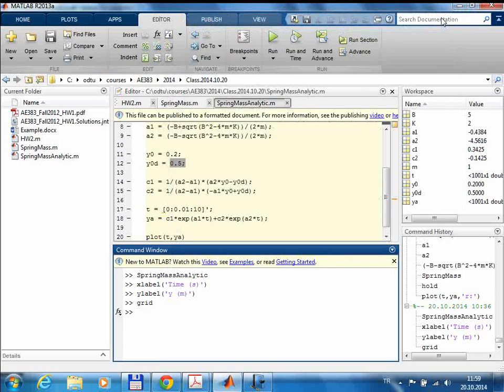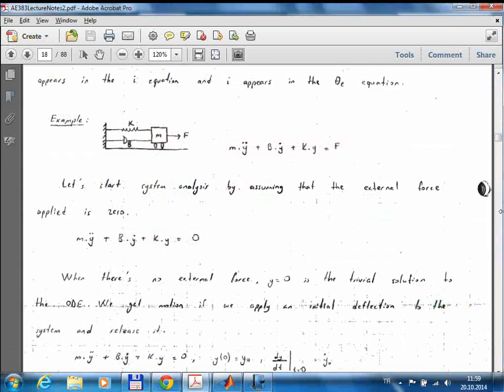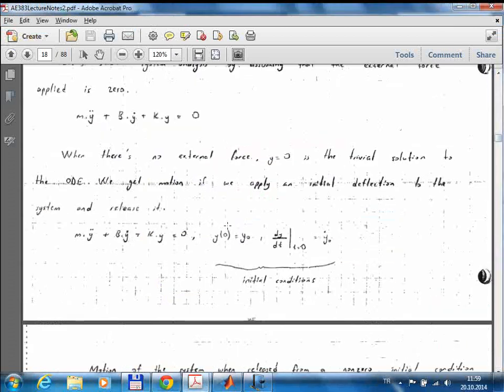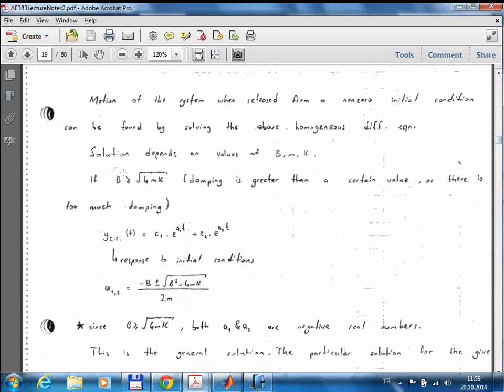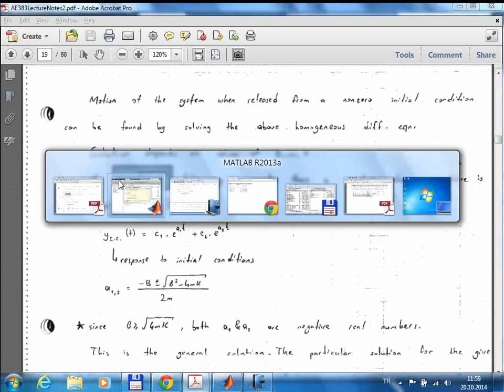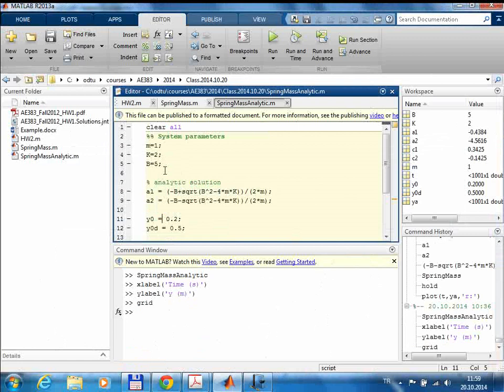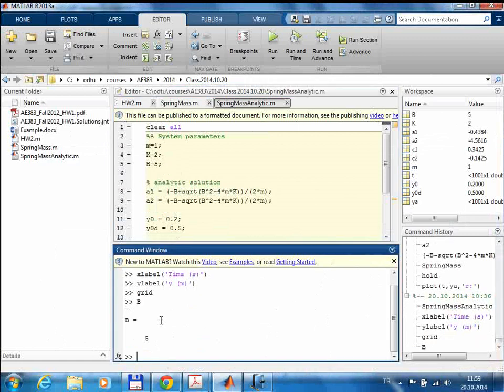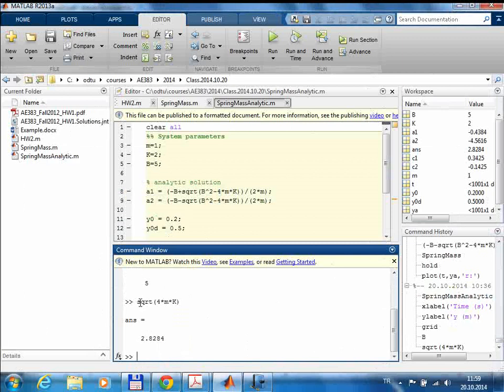Okay, but maybe I shouldn't have shown you this first. Let me remind you that this solution is valid only if this condition is satisfied. So I must have checked this condition first. Let me check whether this condition is satisfied with the values I selected. The value of b is 5, and there should be the square root of 4 times m times k. Okay, so it is greater than this value, right? So this is the correct solution. This is something I must have done before I did all that.